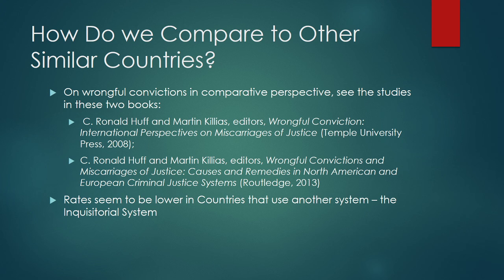So I think it's fair to ask, if we're going to be critical of our system, and again, this is trying to get you to think in a wider context, how do we compare to similar countries? Take another country similar to the United States that doesn't have the adversarial system, so France or Germany, and take a look and say, okay, how do they do? Well, I will refer you to a couple of texts, because this is a pretty deep dive. Wrongful Convictions: International Perspectives on Miscarriage of Justice, a Temple University Press book. And Wrongful Convictions and Miscarriage of Justice: Causes and Remedies in North American and European Systems, which is a little more recent. What we do seem to find is that when you compare wrongful conviction rates, countries that have the adversarial system, which are primarily English-speaking countries with a few exceptions, have higher rates than those that are inquisitorial. And I'll get back to inquisitorial in a second.